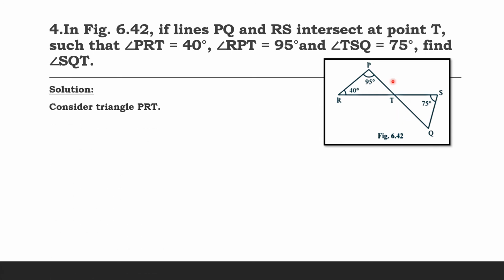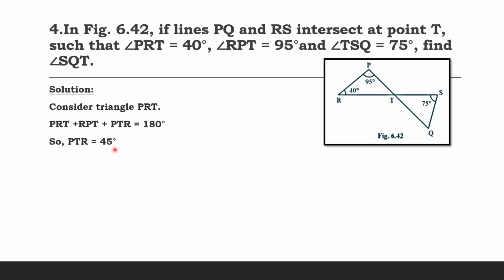Consider triangle PRT. Now we know that sum of the angles of a triangle is 180 degree. So measure angle PRT plus RPT plus PTR would be equals to 180 degree. And we know the measure of angles, angle P and angle R. Substituting those values, we will get the measure of angle PTR as 45 degree.